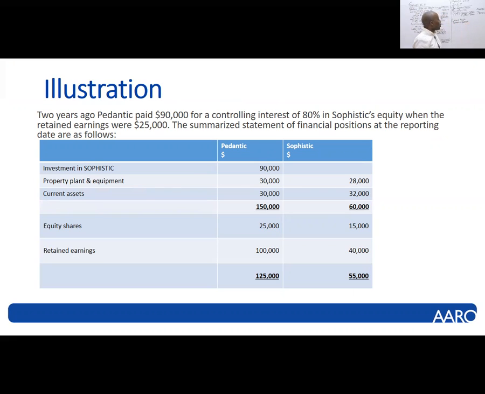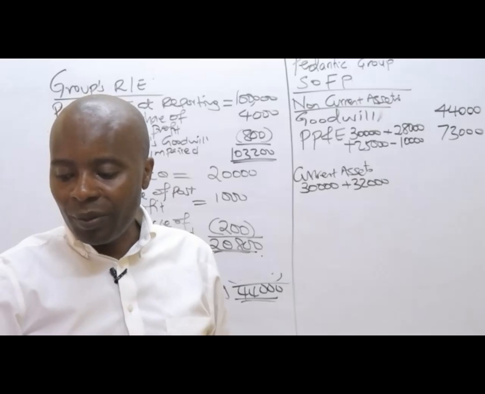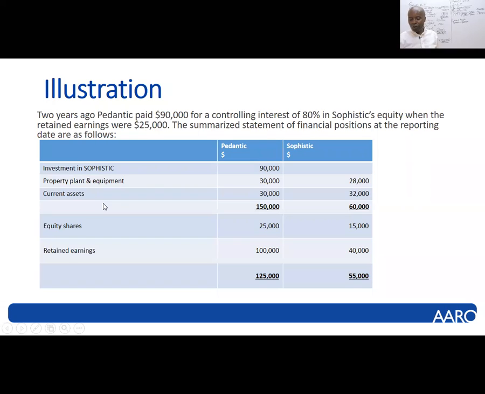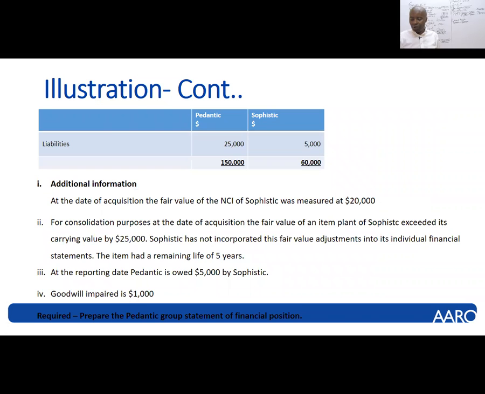So here we need to check whether we have any intra-group receivable. Do we have any receivable that we expect to receive from any member of the group? Yes, we do. Ladies and gentlemen, we do. They have told us here, the current assets, this is note number 3, at the reporting date, Pedantic is owed 5,000 by Sophistic.